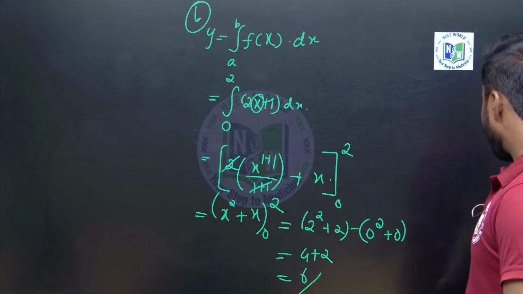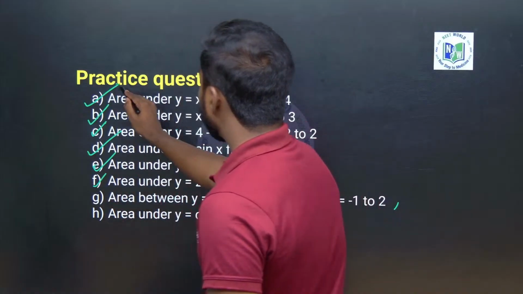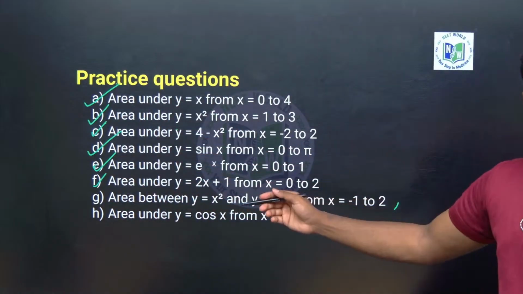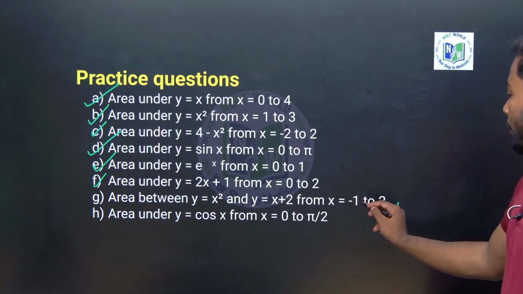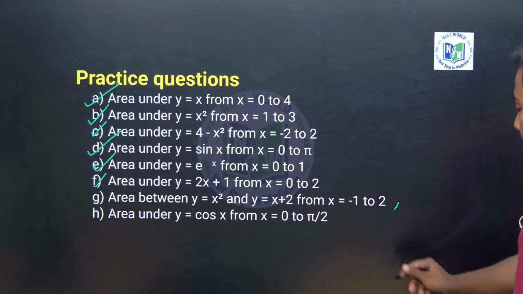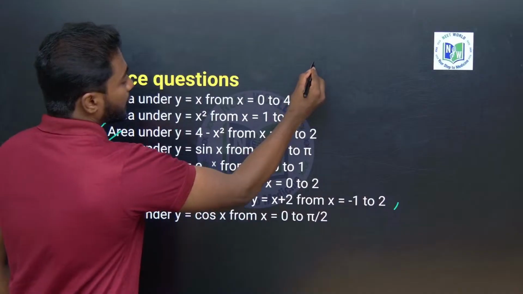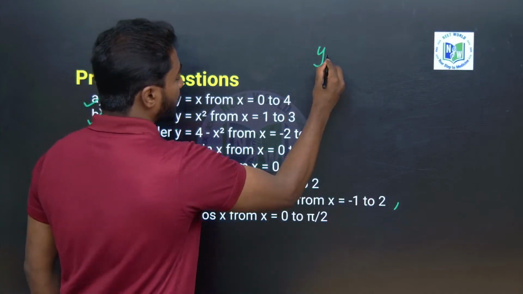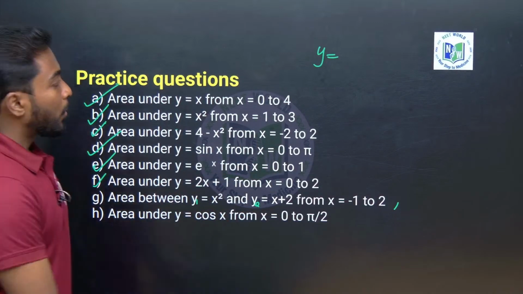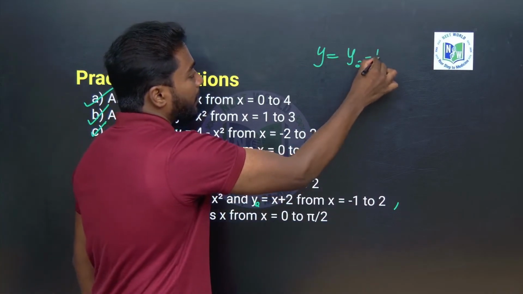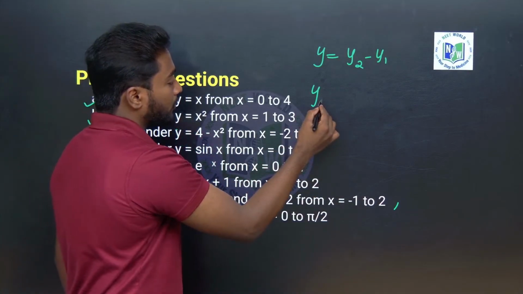So we will go for the next question, that is area between. Up to now we have solved area under. Now the area between the two equations, that is x is equal to 1 to 2, I need to get it. So first one I will solve here. First thing, let me consider this is y1 and this is y2. So y is equal to y2 minus y1.